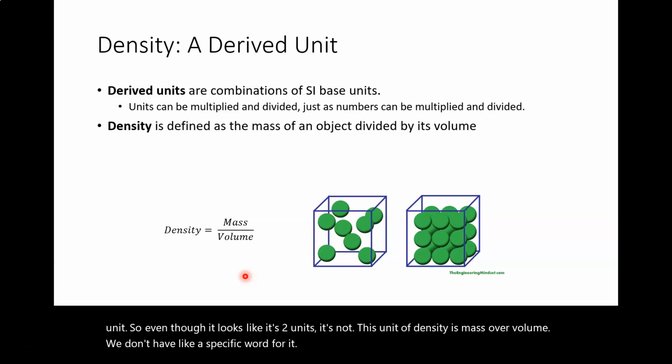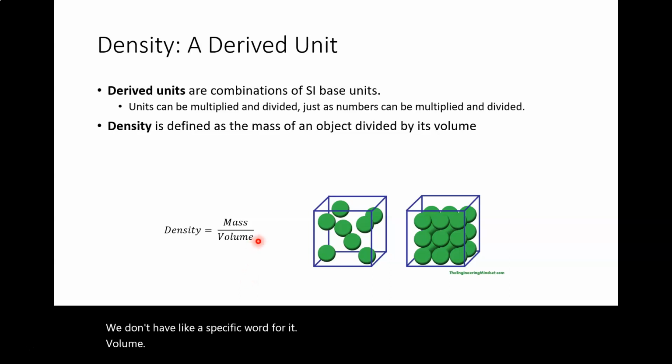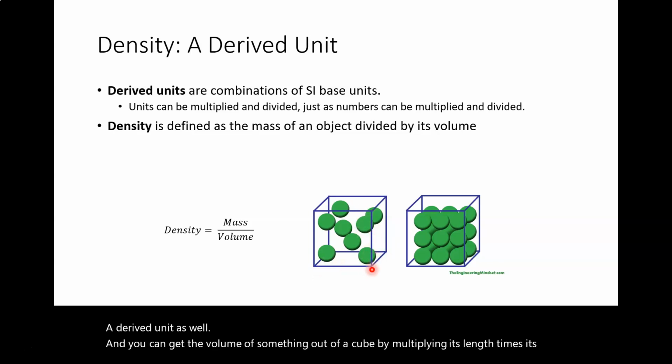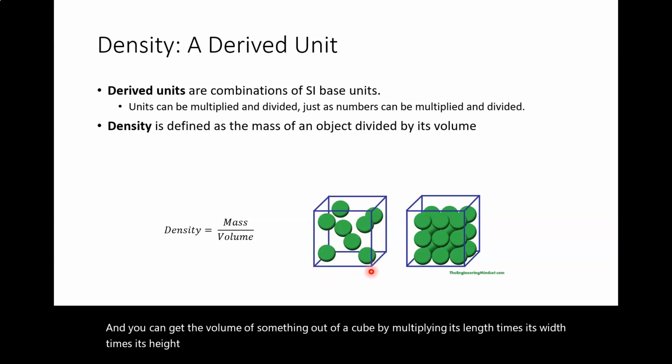Volume is a derived unit as well. You can get the volume of something like a cube by multiplying its length times its width times its height. And sometimes we have a word for that volume, and that would be the liter.